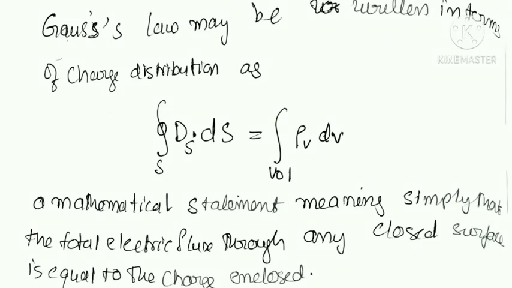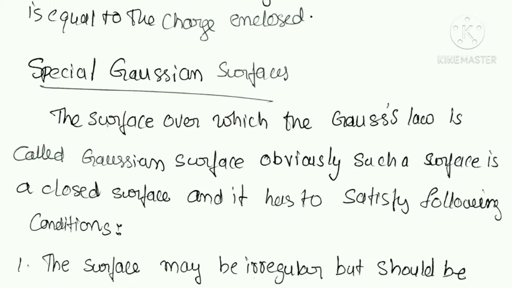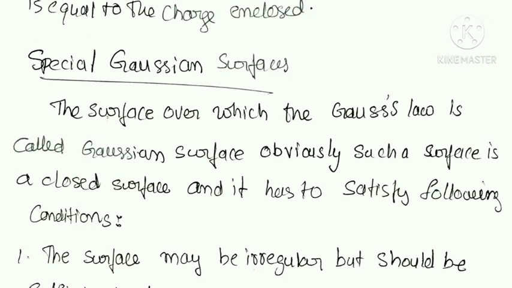Now if we want to represent it mathematically, it can be given as the surface integral of electric flux density D dot dS equals the volume integral of volume charge density times dv. These two are equal to Q. So the mathematical statement simply means that the total electric flux through any closed surface is equal to the charge enclosed. Now let us see what this Gaussian surface is.